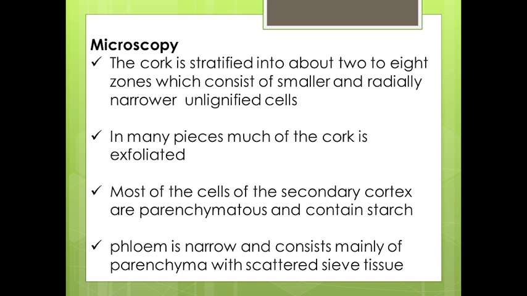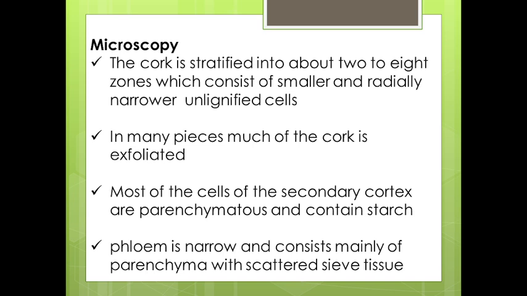Most of the cells of the secondary cortex are parenchymatous and they contain starch. The phloem is narrow and consists mainly of parenchyma with scattered sieve tissue.